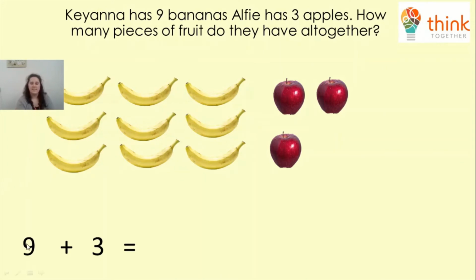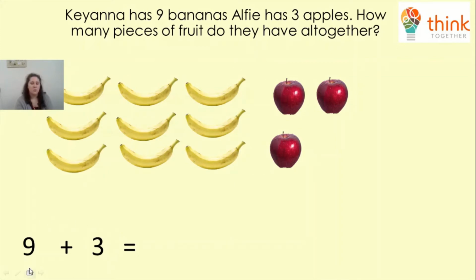Our number sentence is 9 plus 3 equals, because Kiana had 9 bananas, Alfie had 3 apples, and we're finding out how many there are all together, so we must be adding. Let's think about our number bonds to 10 that can help us. What would we need to add to 9 to make 10? Well done, we would need 1. And what would we need to add to 3 to make 10? Fantastic, we would need 7.